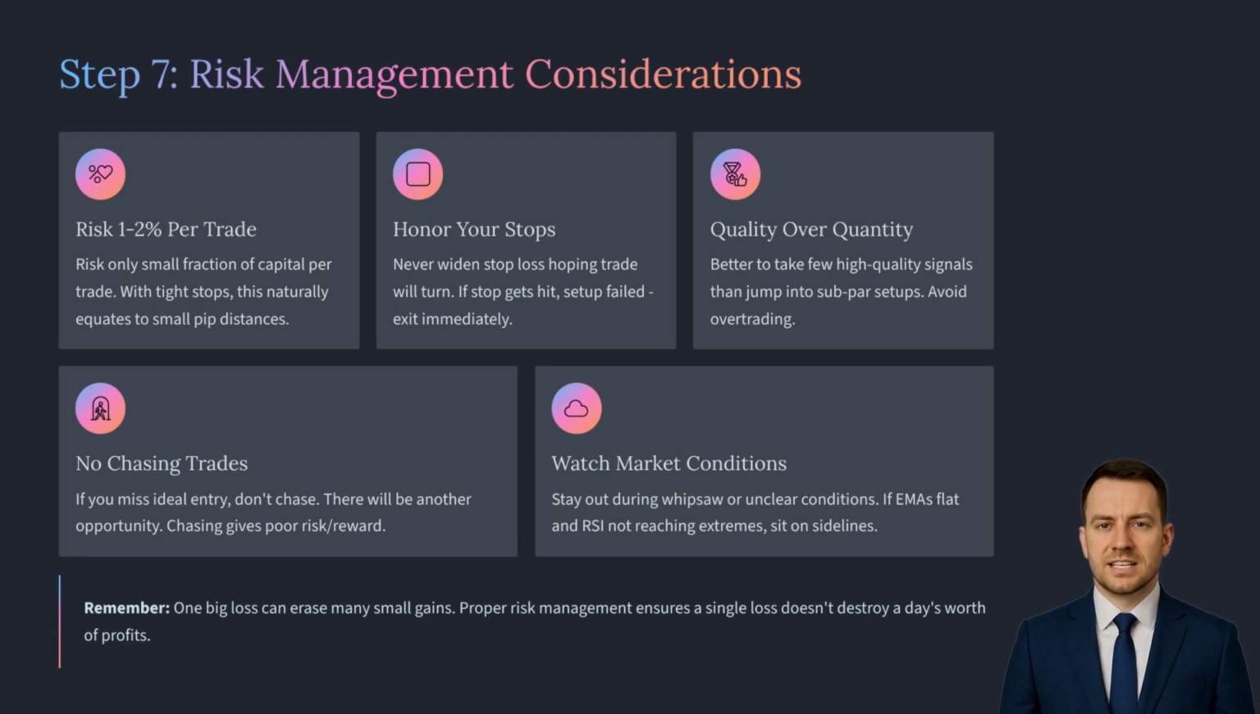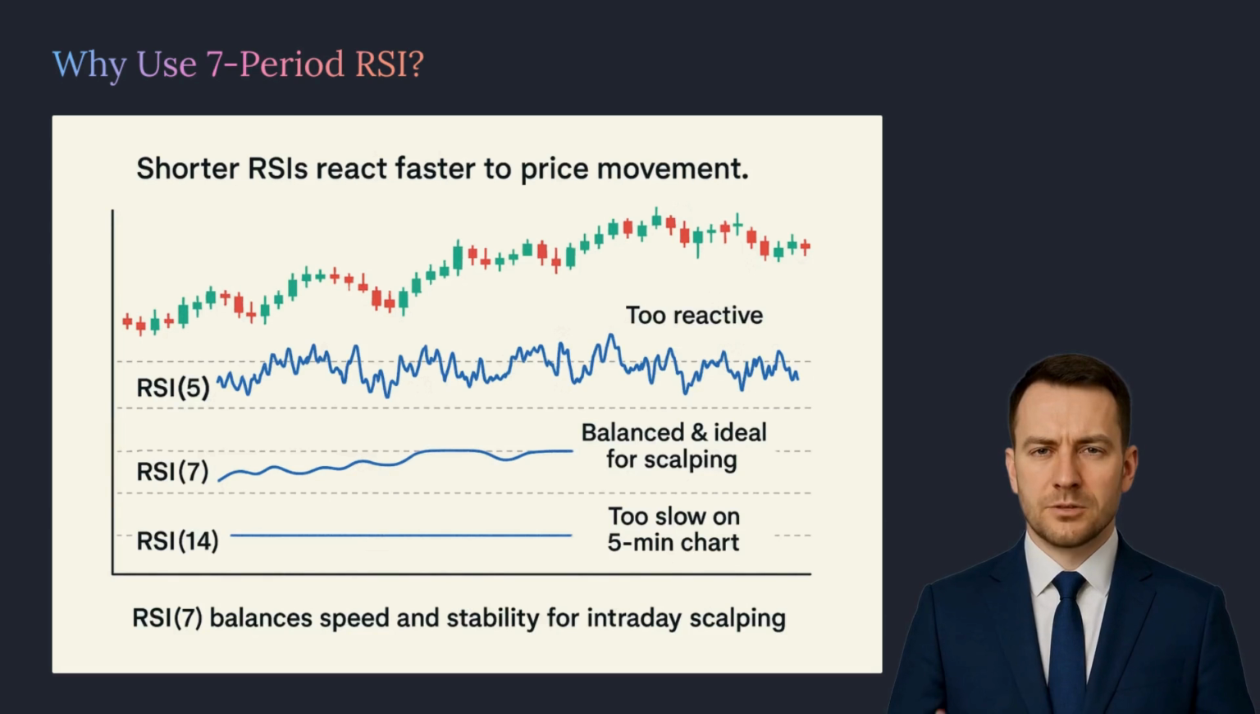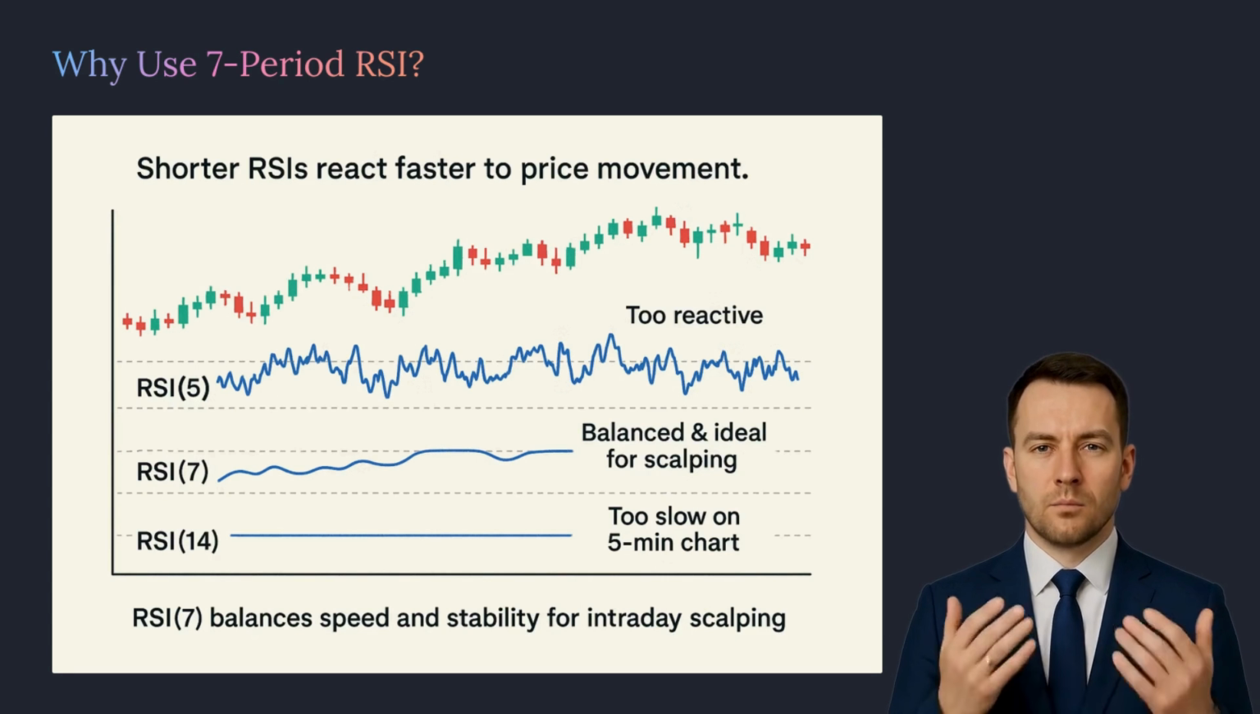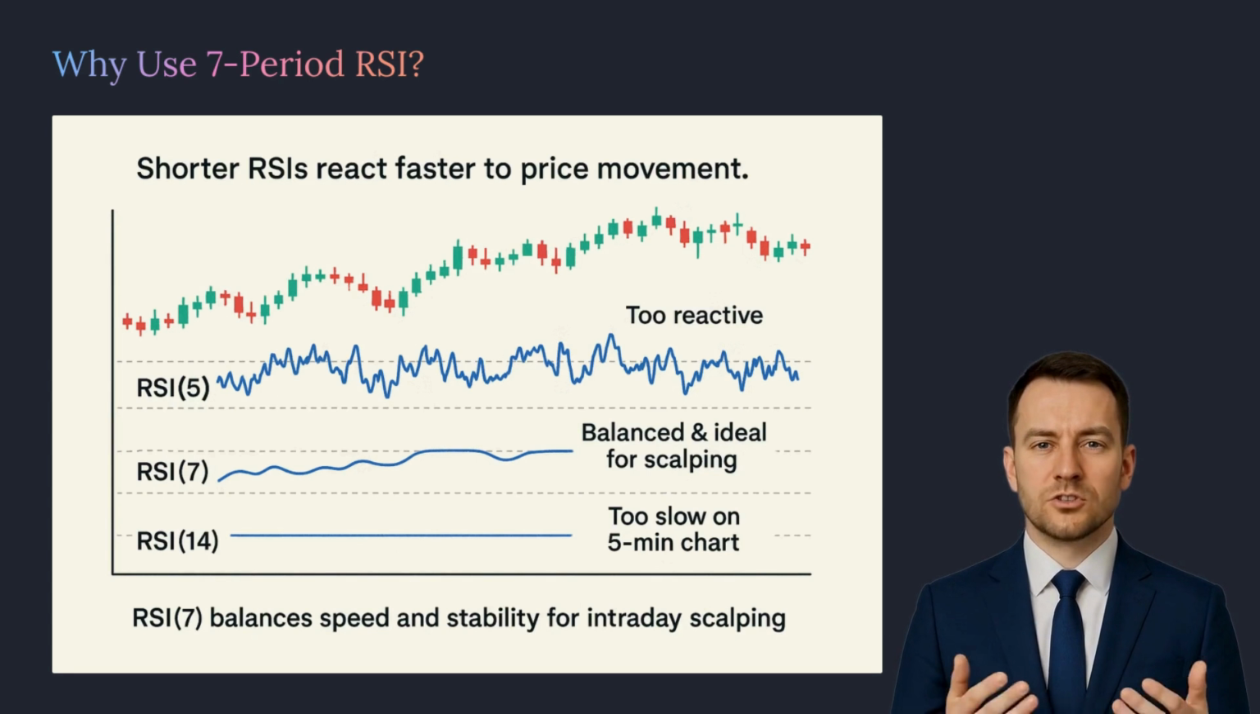Now, let's discuss an important aspect of fine-tuning: choosing the right RSI settings, and why we use a 7-period RSI instead of the standard 14. We've specified using an RSI set to a 7-period. You might wonder, why not use the default 14? The answer lies in responsiveness. On a fast time frame like 5 minutes, the traditional 14-period RSI tends to be too slow, often not reaching 70 to 30 on smaller pullbacks, whereas a shorter RSI catches those moves.